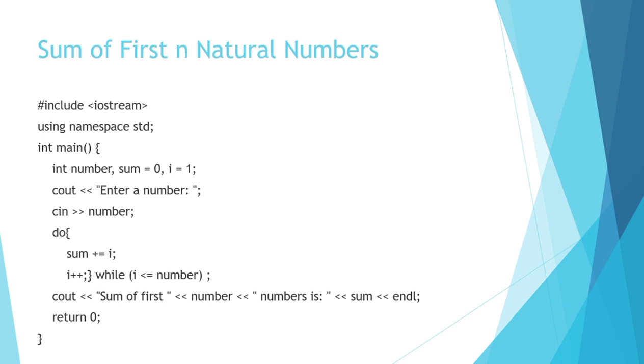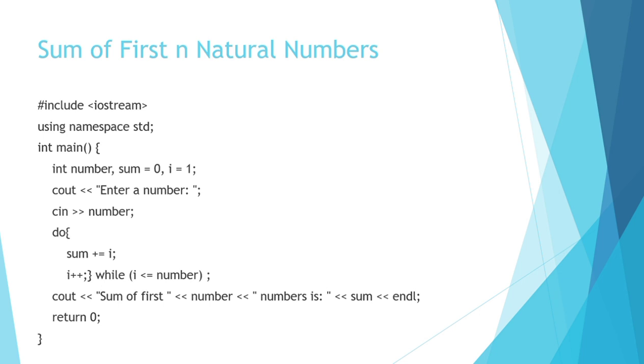Cout "Enter a number"; outputs the prompt "Enter a number" to the user. It's asking the user to input a value. Cin >> number; reads the input provided by the user and stores it in the variable number. This will be the upper limit of the sum that we want to calculate.